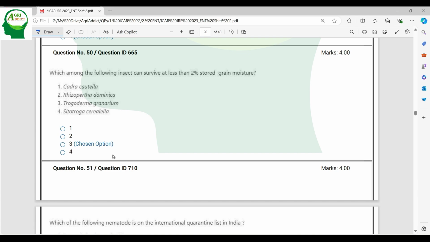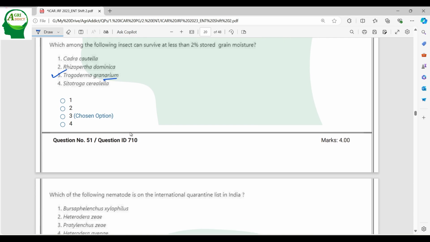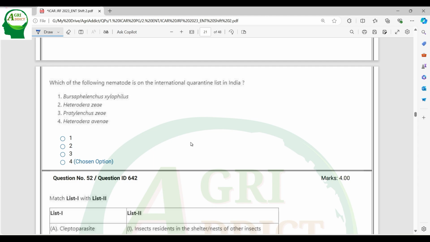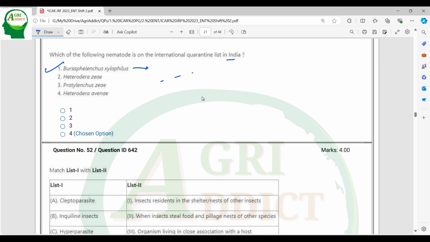Which among the following insects can survive at less than 2% stored grain moisture? Less than 2% moisture, it is Trogoderma granarium, or the khapra beetle. They can survive less than 2% moisture. Which of the following nematodes is on the international quarantine list in India? That is Bursaphelenchus xylophilus, or the pine wood nematode. So that has quarantine importance.